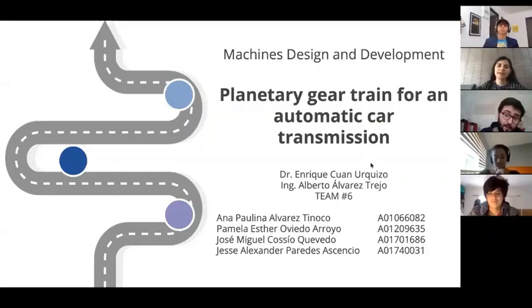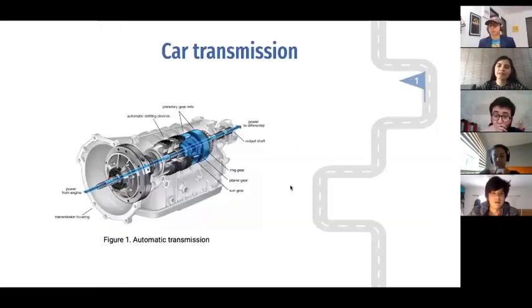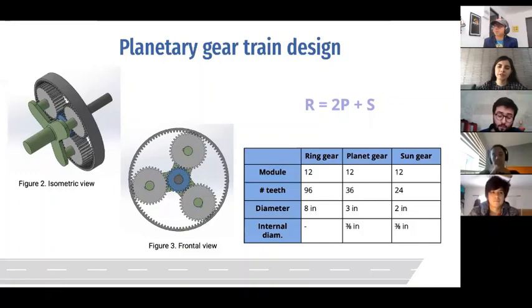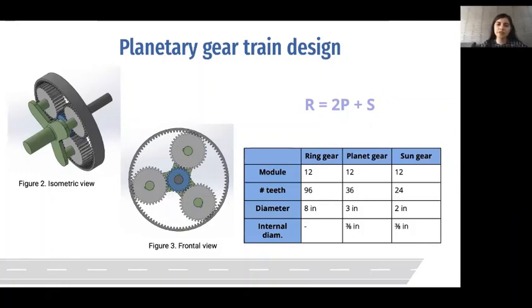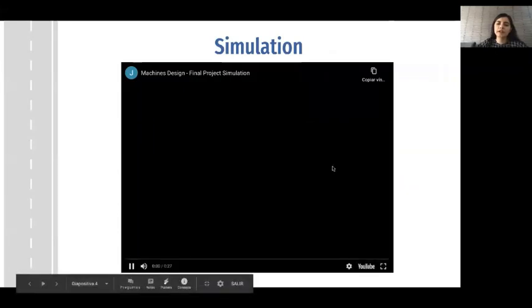My name is Ana Paulina Alvarez, and on behalf of my team, I am going to present our project. Planetary gear trains are commonly used in car transmissions because they allow you to change your car ratio without having to engage or disengage a clutch. The application we are going to design is for velocity reduction. In order to reduce velocity, the gear of the output must have more teeth than the gear from the input. Therefore, we decided the number of teeth with the following formula, which means that the ring equals 2 times the planets plus the sun. Now we're going to present a simulation.